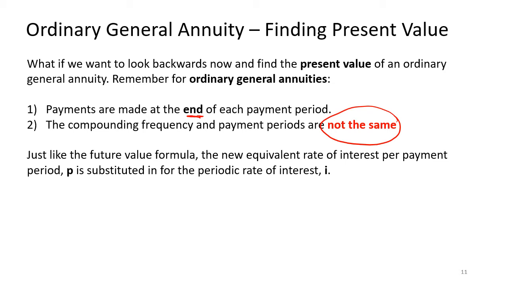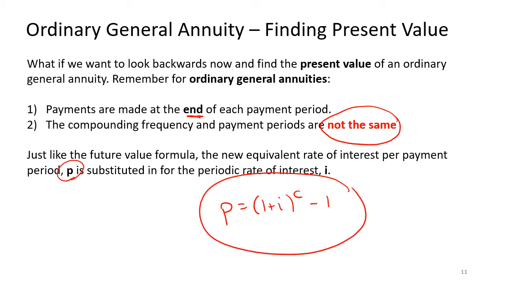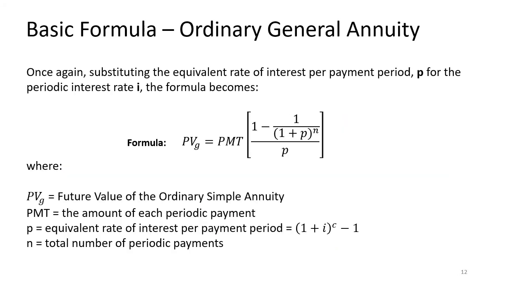So just like before, all I'm going to do is take that variable P. Remember, P is 1 plus your periodic interest rate to the exponent C, remember that ratio, minus 1. So that's just going to get substituted for everywhere that I see I in the equation. So just like the future value formula, in the present value formula, all we've done is taken that periodic interest rate, I, and substituted in this equivalent interest rate, P.